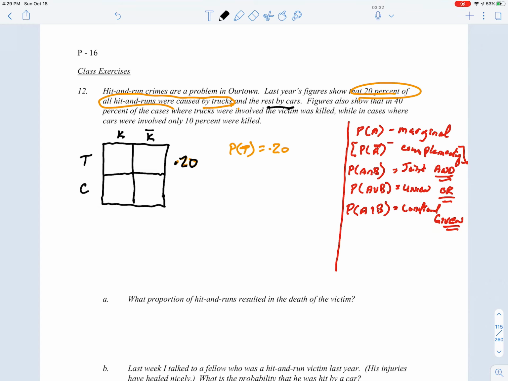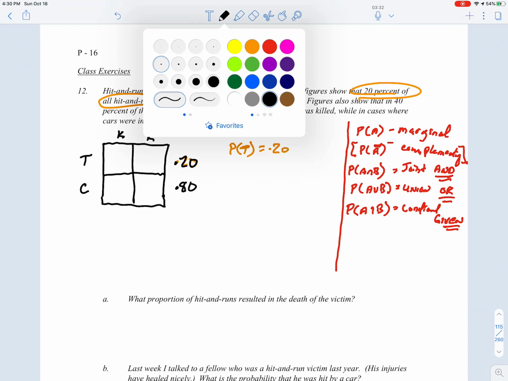Now, that means when it says the rest are by cars, then that's got to be 80% which are hit by cars. We could write that down then as another marginal probability, or of course it is the complement of the t. Figures also show that in 40% of the cases where trucks were involved, the victim was killed.